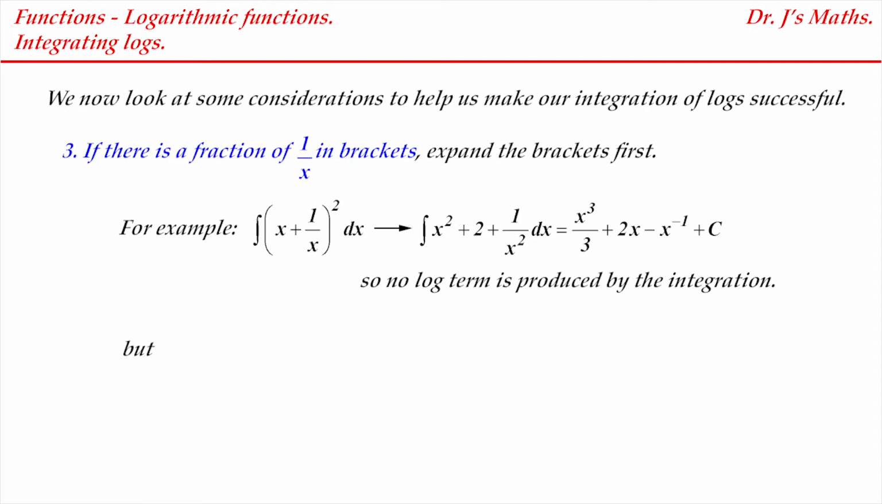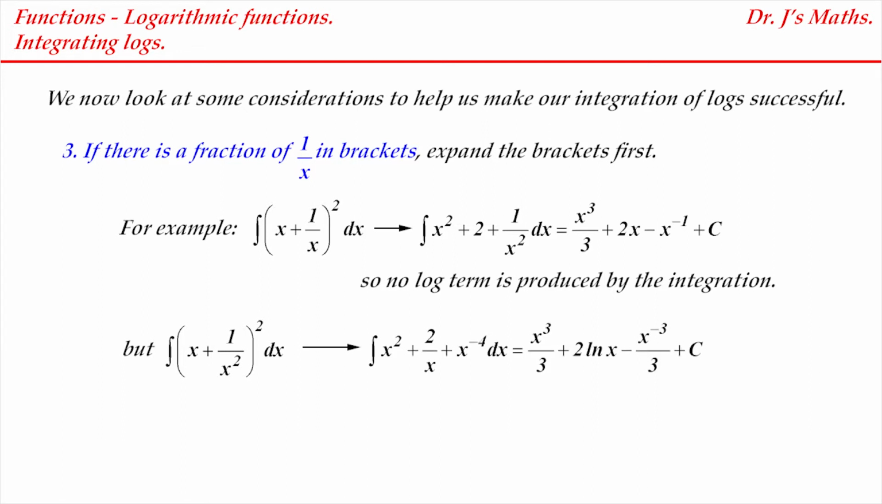But if we have the integral of x plus 1 over x squared all squared, and we expand that, we're going to have x squared plus 2 over x plus 1 over x to the fourth. Now the middle term there, which is 2 over x, does have the fraction that we're after, so the integration of that term will produce a log term. The others obviously will not.